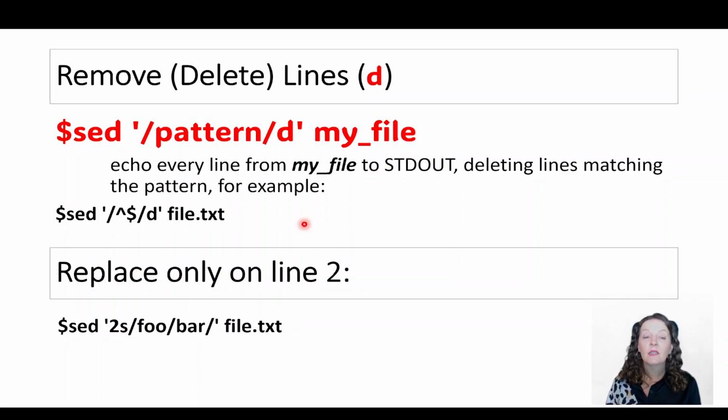Replace only on line 2. You can use the search and replace, but you can specify which line you want to search and replace on. So I know that it's only in the first line or the second line, or from line 2 to whatever, and I can specify those as well.